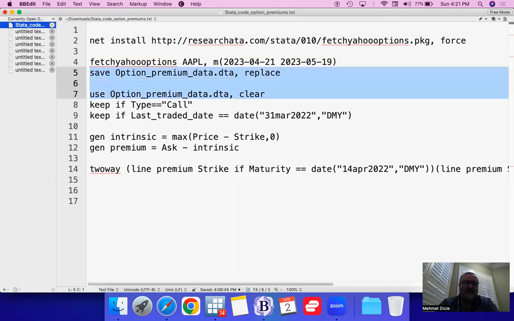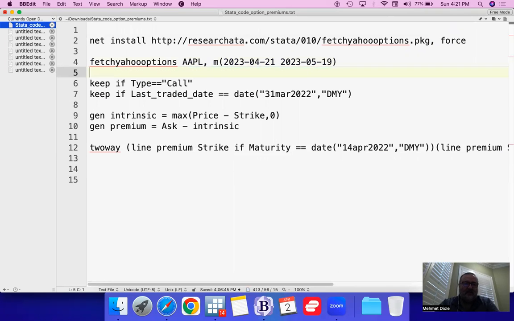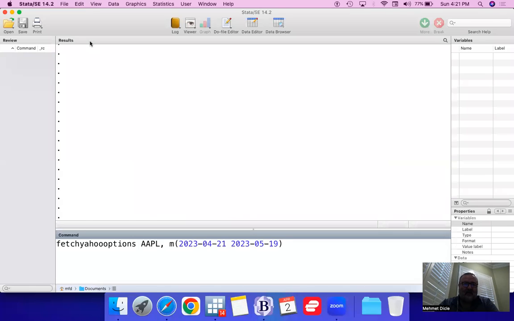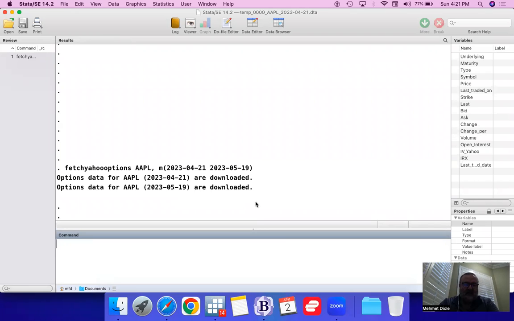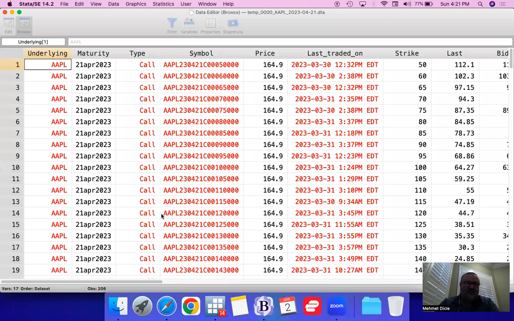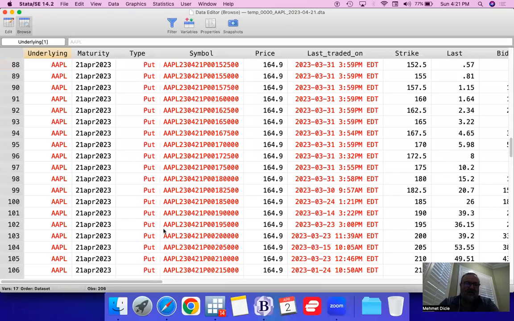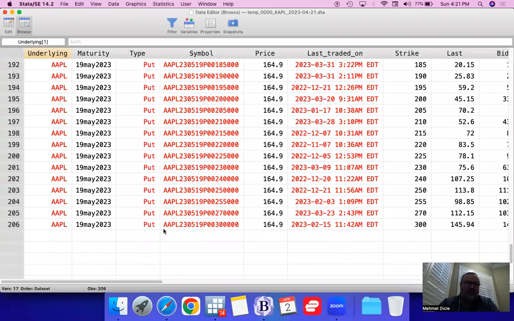We don't really need to save the data per se, just not for this exercise, and all I'm going to do now is just to download the data, and I'm going to take a look at it to see if it downloaded properly. Takes about a minute, and then we do a browse, just to make sure that you have the data. And notice we have calls and puts for about 206 observations.